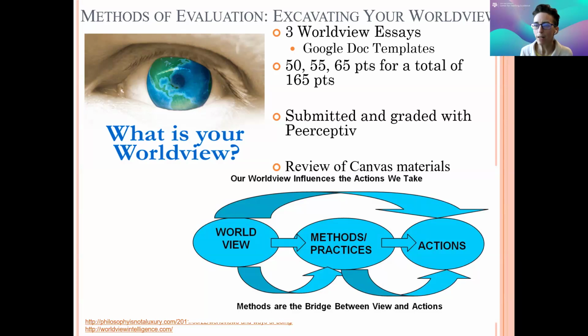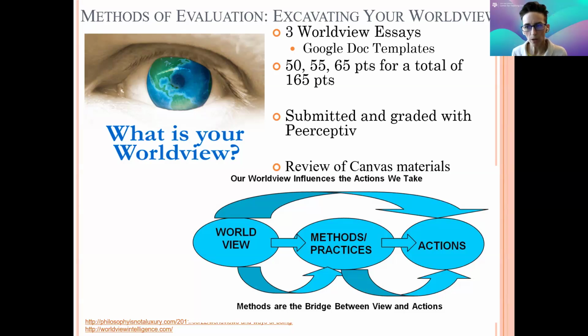So this is to raise awareness, and also to give you an opportunity to practice what is called metacognition, which is thinking about thinking. It gives you an opportunity to be reflective and think about your own thoughts and how you got there. That can really open up some very interesting windows. So you're going to do this 3 times. There are 3 worldview essays.